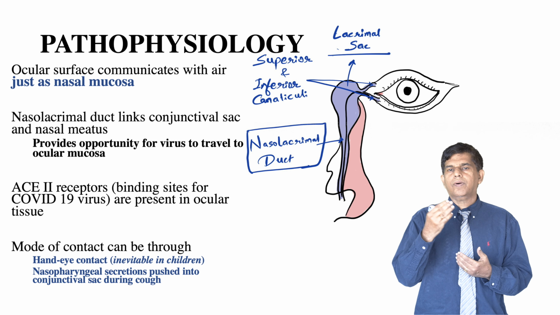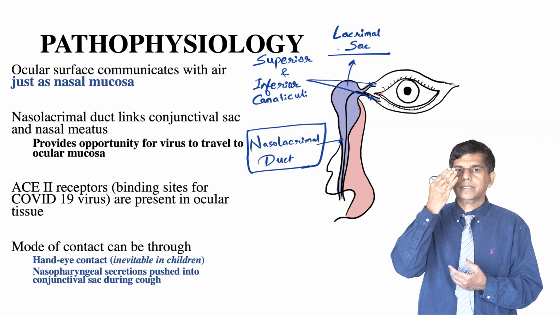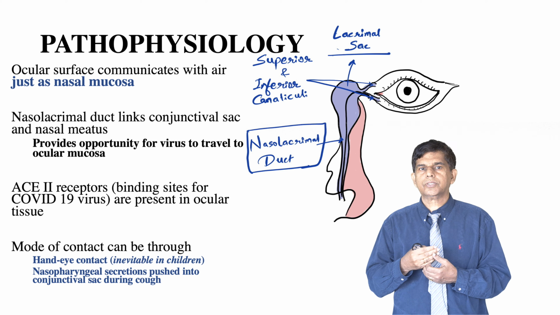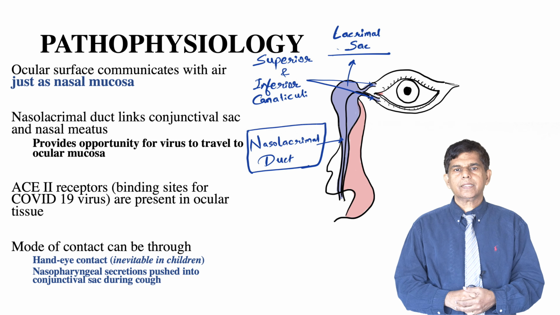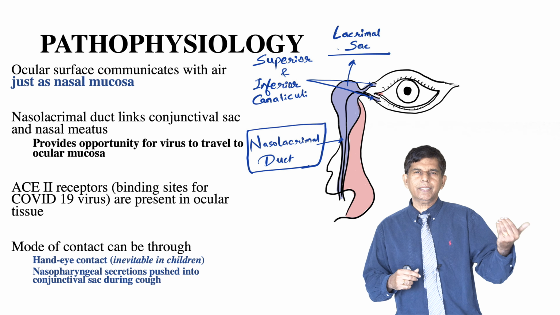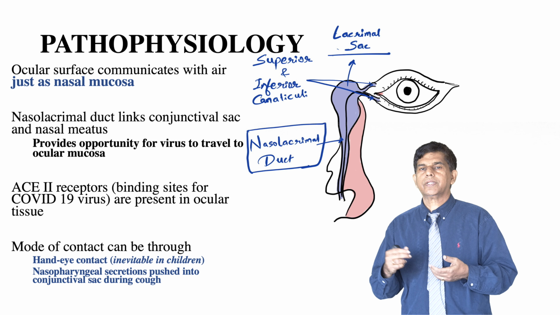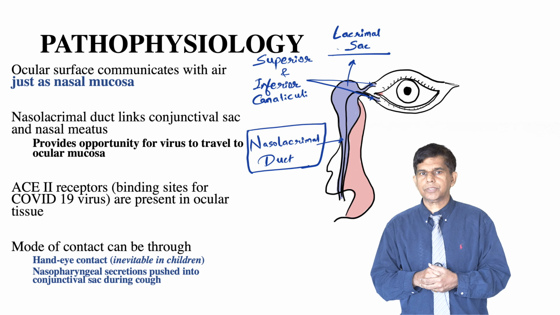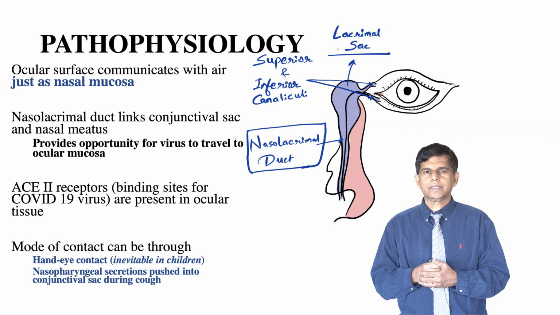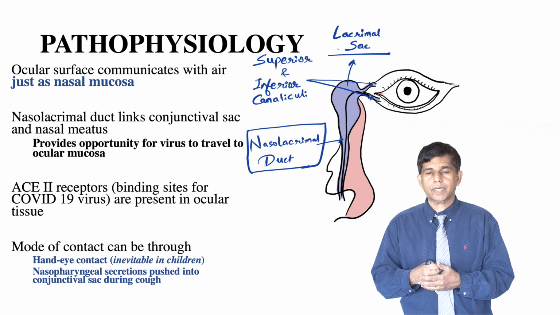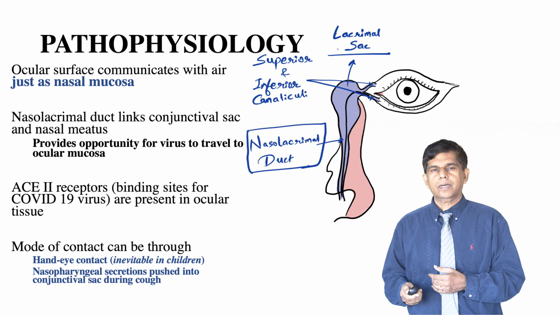There are two ways. One is coming from the surface. It's an open surface, so the virus can come and hit it, just like the nasal mucosa, the ocular surface gets affected. Then you have this nasolacrimal duct. And then also you have the ACE2 receptors, which are a binding site for COVID. Apparently there are a lot of them in the ocular tissue, which helps the virus enter the eye faster. So modes of contact would be like, usually the kids are always rubbing their eyes, hand-eye contact, and nasopharyngeal secretions pushed into the conjunctiva when the kids or somebody coughs. So both ways it can affect.